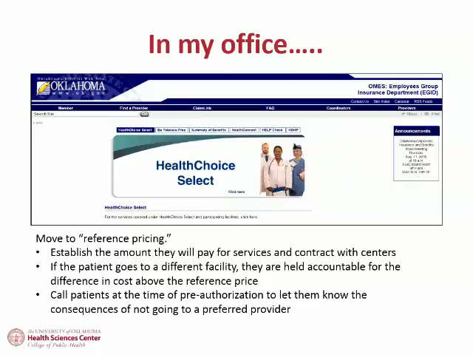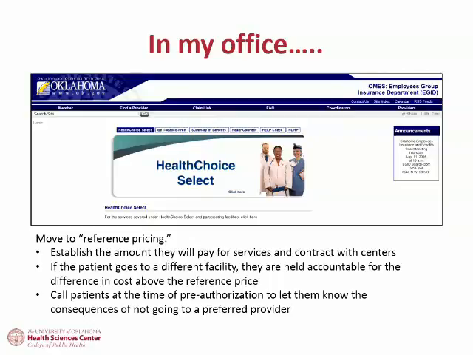They actually call the patient at the time you do pre-authorization and say, you know that if you go where that doctor sent you, you're going to have to pay all the difference between our reference price and their cost out of pocket. But if you go to one of our reference places, you have no out-of-pocket charges. So what they're doing is aggressively pricing in the market. It's called reference pricing. And the patients can still go wherever they want, but they got to pay the difference if where they go is more expensive than the place that has the reference price.